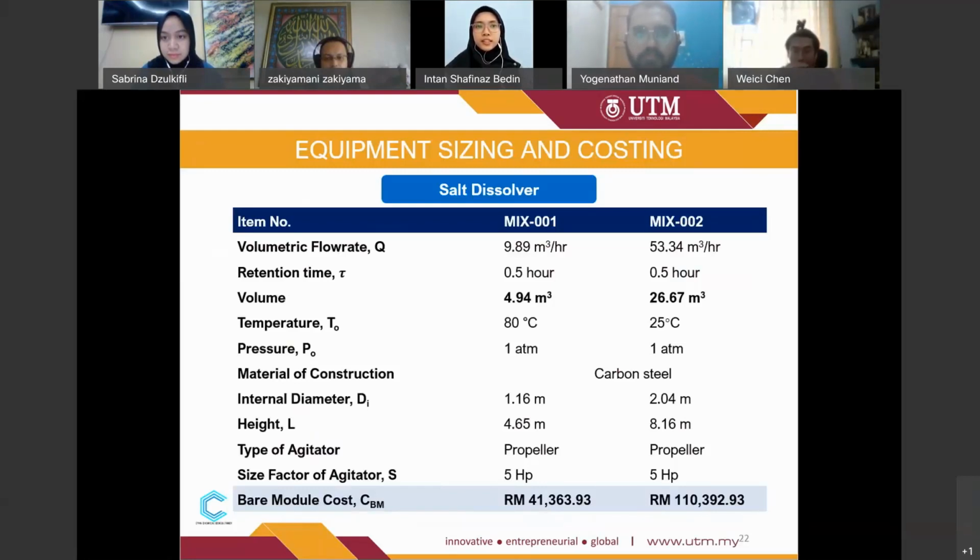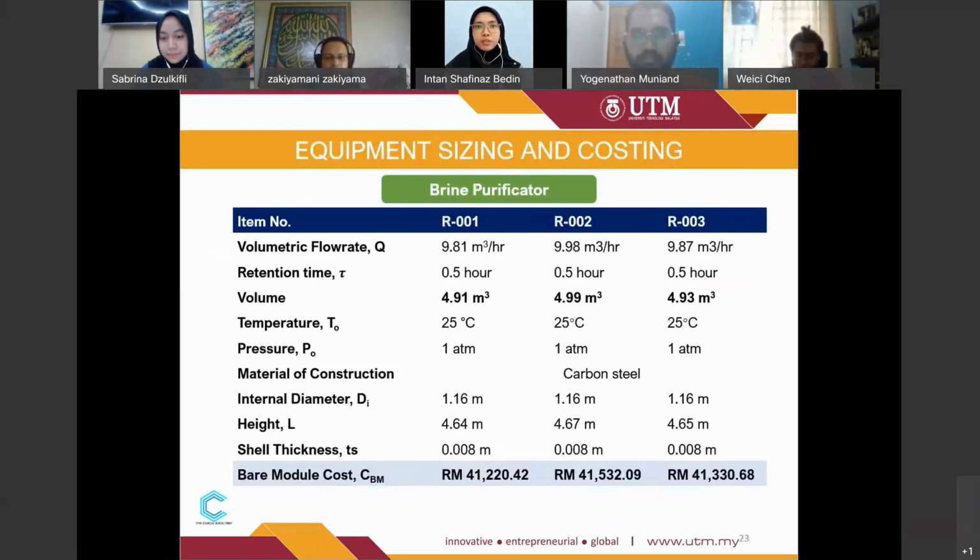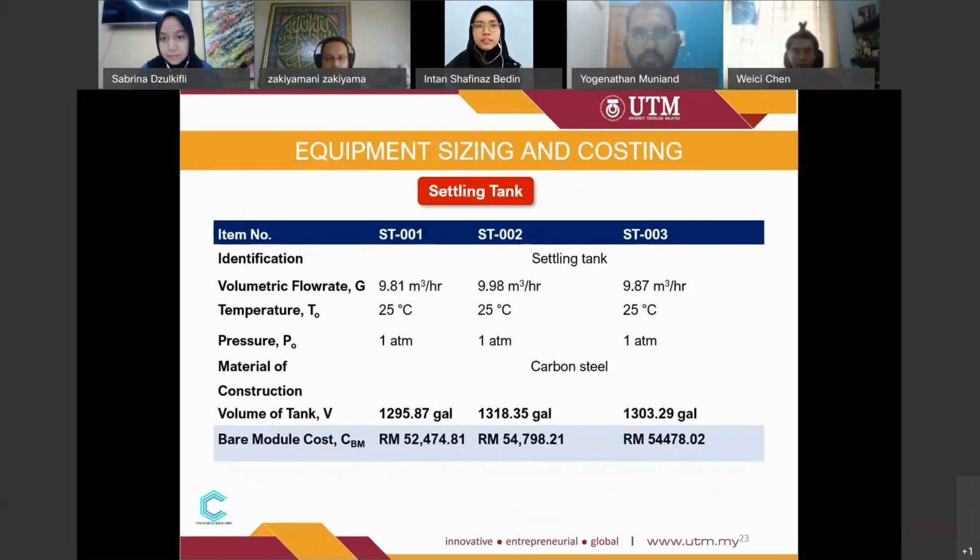Next is the brine purificator. The average volume of the brine purificator is 4.94 cubic meters and the average cost is around 41,000 ringgit. Next, the sizing and costing for the settling tank. The average settling tank volume is 9.88 cubic meters and the average cost is 54,000 ringgit.